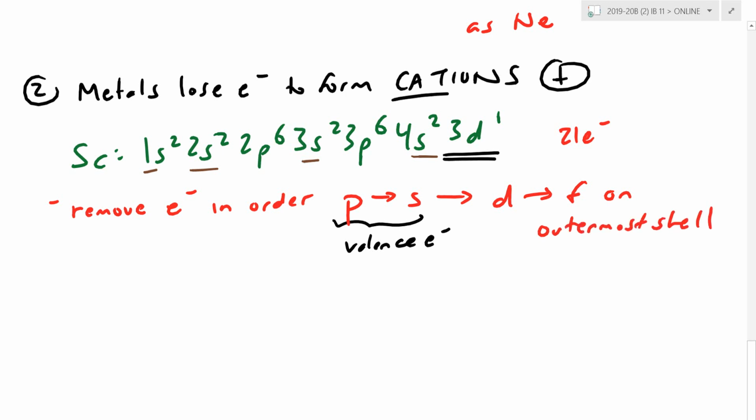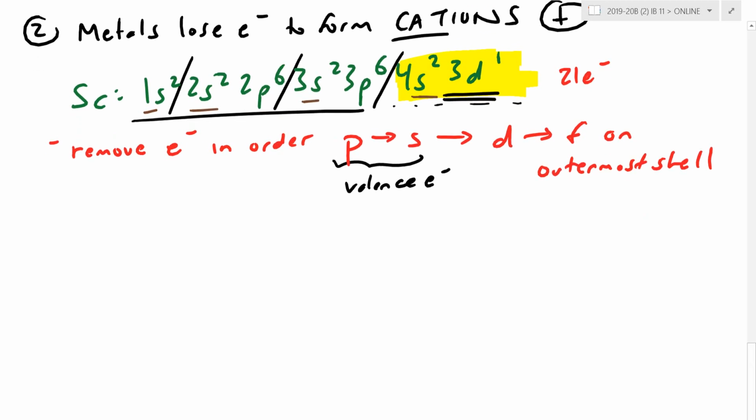Again, this is where the mnemonic comes in handy, with the exception of helium, which ends as s2. All the other noble gases end with p6. This is telling us that scandium has 3 full electron shells inside. I can't touch any of these electrons until the outer shell is gone. So just focusing on the outer shell, so far for scandium it's the 4s2 and the 3d1. We're going to remove them in this order. It's a little bit strange.